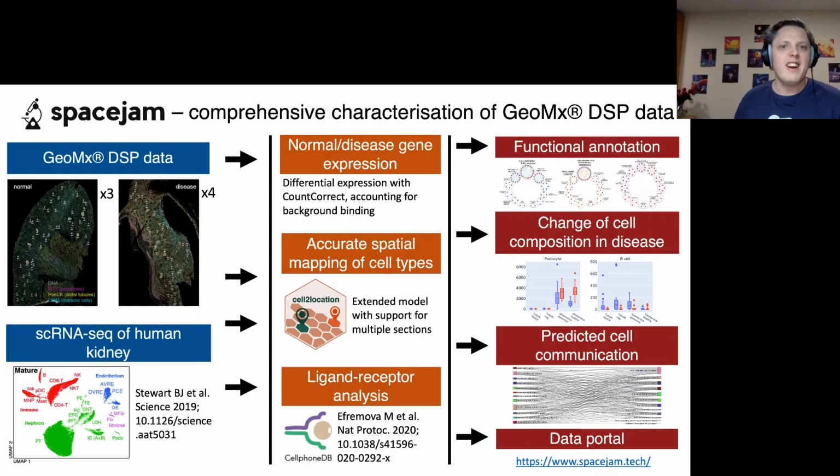SpaceJam enables comprehensive characterization of GeoMx spatial data by integrating it with single-cell RNA-seq, as well as applying a range of published tools such as CountCorrect or SelfOnDB, and custom-developed tools for comparing multiple GeoMx sections. Those tools, together with the data, are used to provide functional annotation of disease genes, assess the change in cell composition in this disease state, and predict cell-to-cell communication.